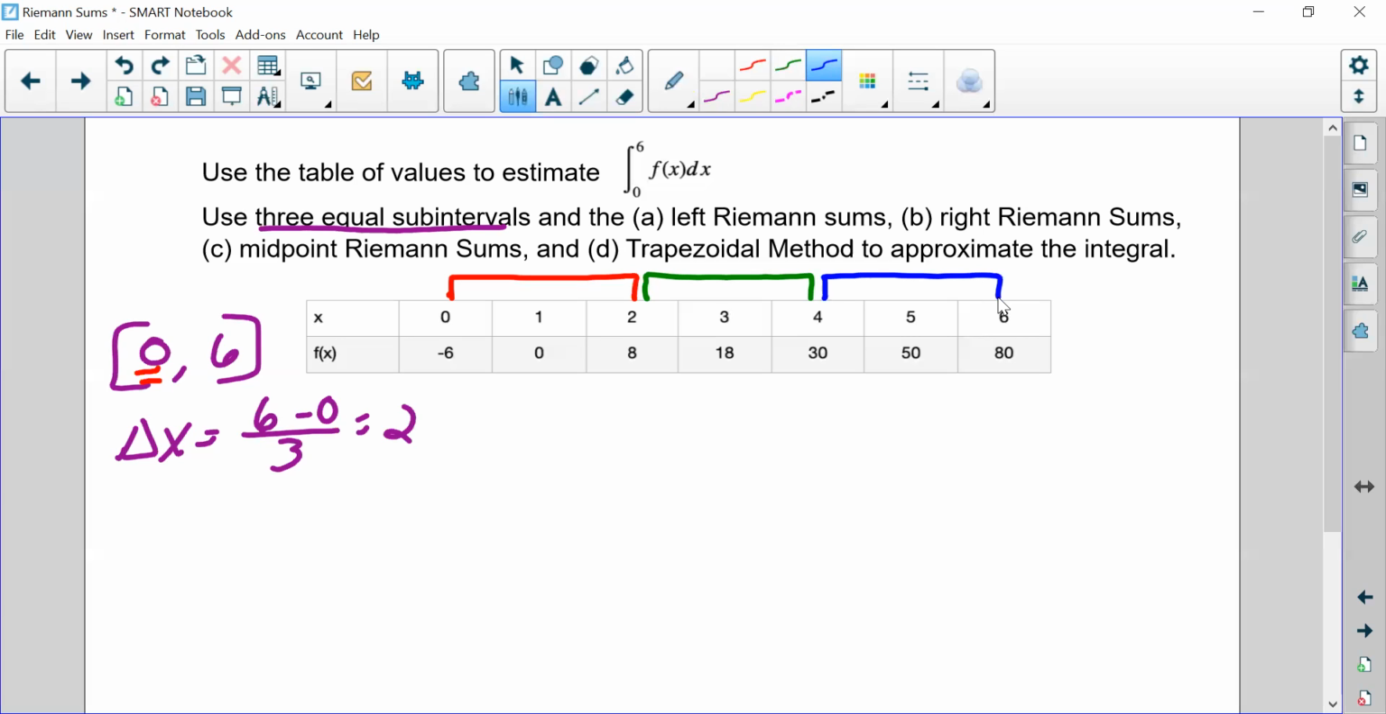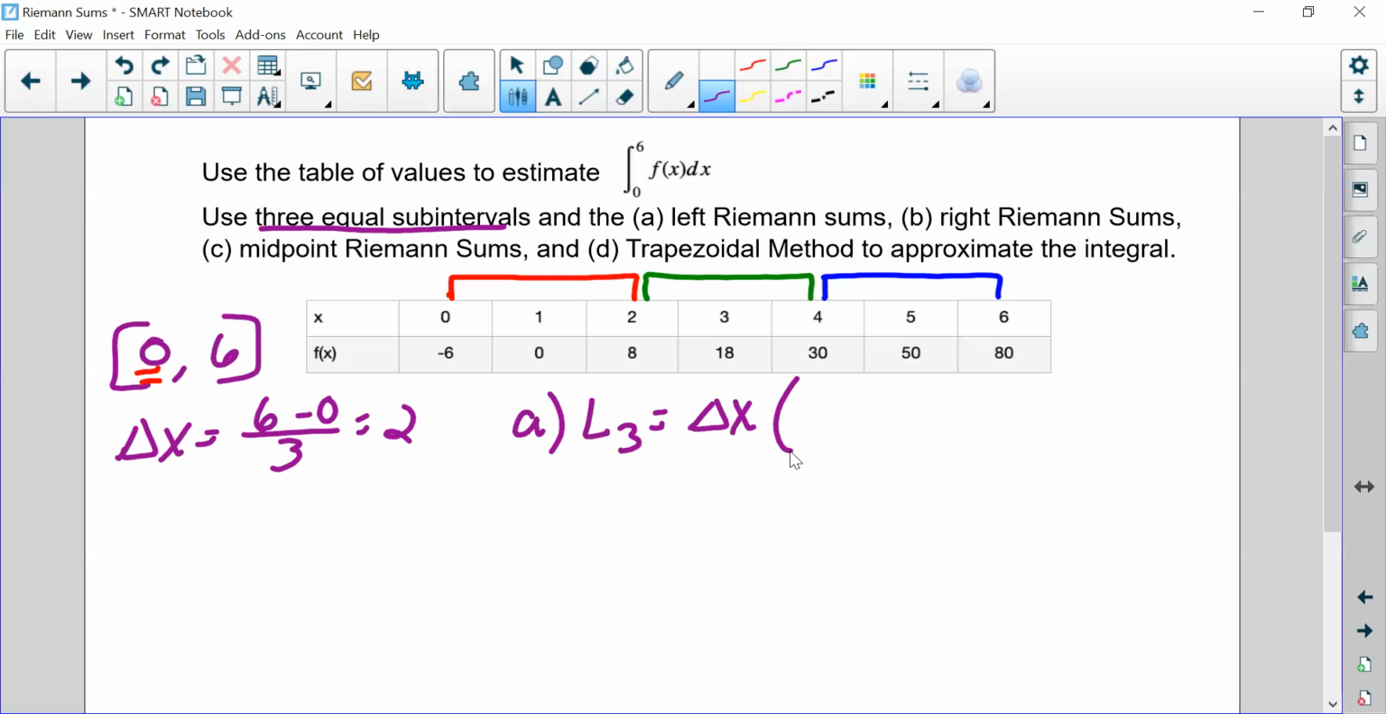Now, we'll do A. A asks us to find a left-Riemann sum of 3 equal subintervals, so that's L3. Just like we did before, I could do the shortcut. I'm going to take my delta x and factor it out.